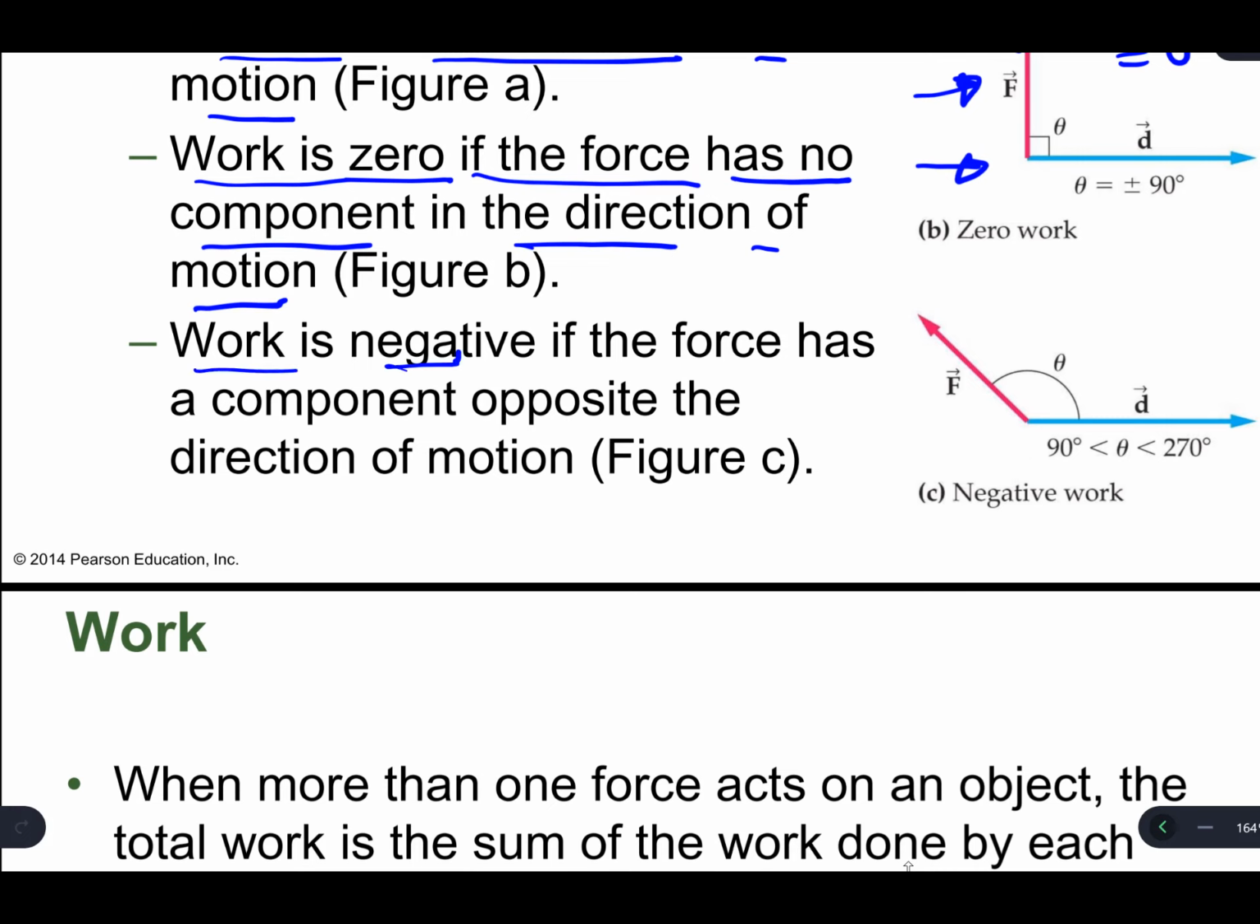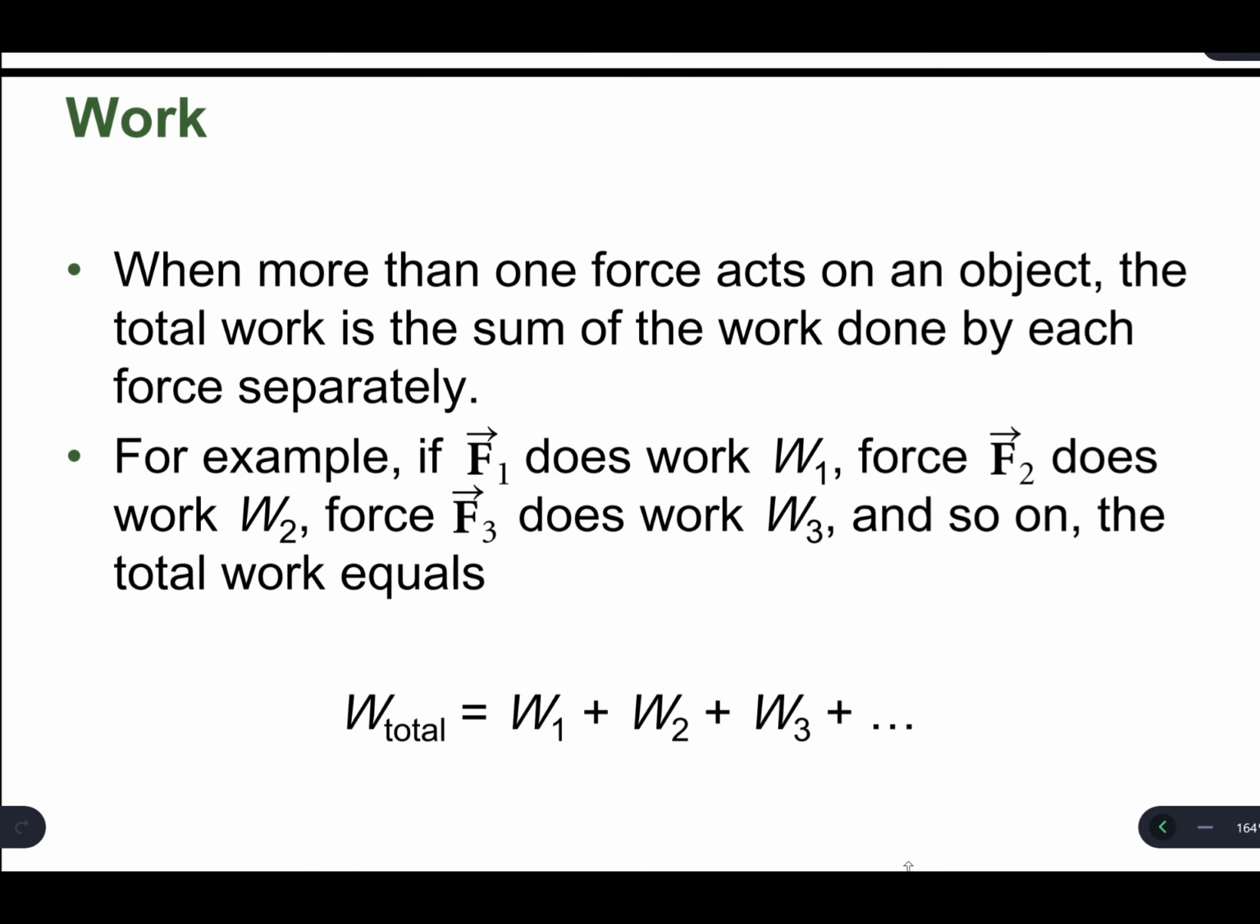Work may be negative depending on the angle if the force has a component opposite the direction of the motion. If the angle is larger than 90 and less than 270, use the calculator to get cosine of any angle above 90, you will find it has a negative sign. So work may be positive, negative, or 0.